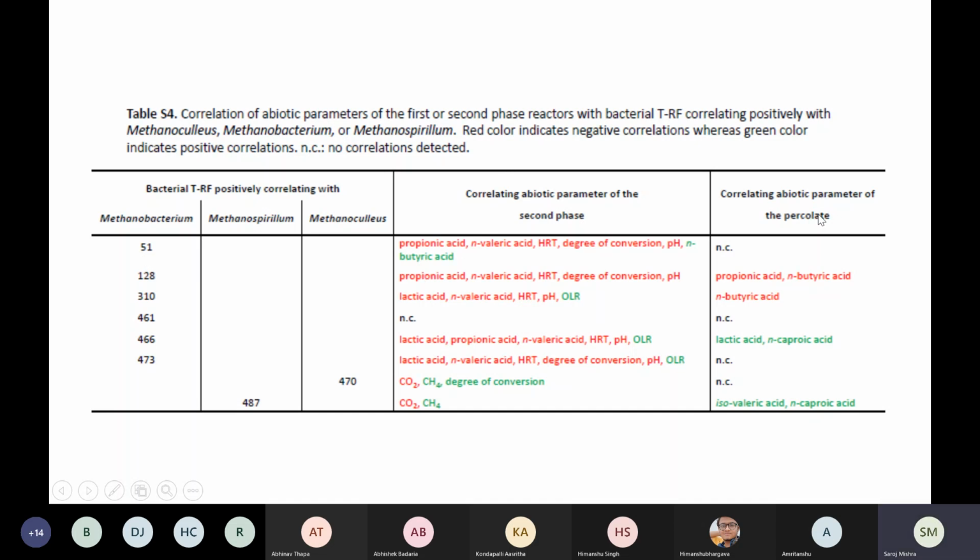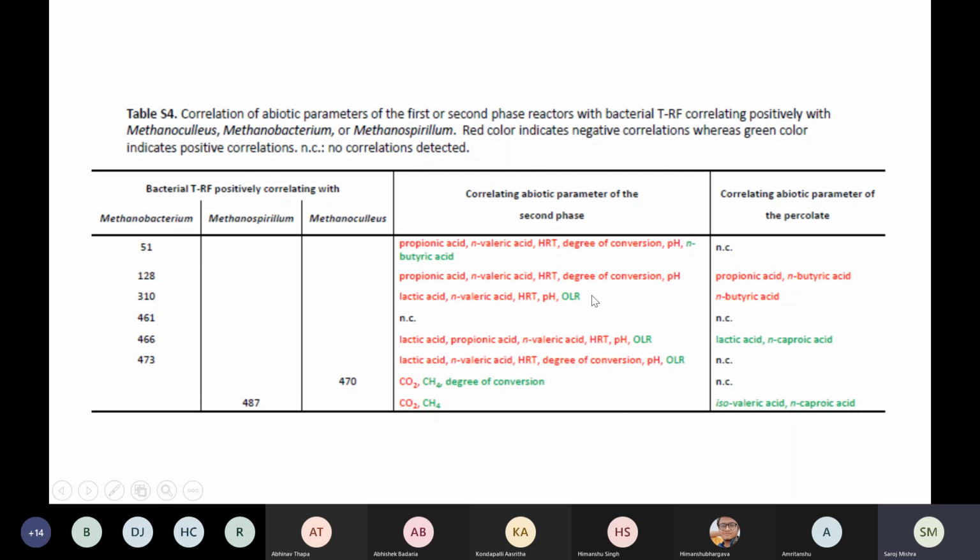Ma'am, correlating the abiotic parameter of the percolate, which is actually in the first phase. Yeah, continue your question. What is the color depicting? Okay, I understood. So green is a positive correlation, red is a negative correlation, and NC means there is no correlation between any abiotic parameter and what happens to the presence of Methanobacterium. There is no correlation here.